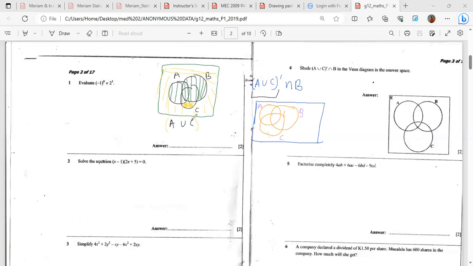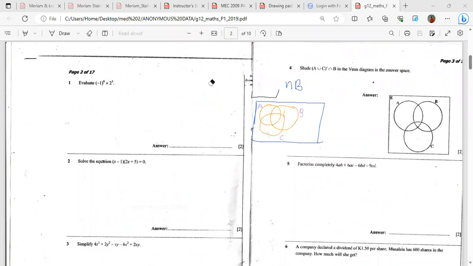No. We have shaded using B, but they wanted C. So sorry for that. Sorry for that. So I'm solving for the wrong question. So here they have requested A intersection C, and I was shading B there.